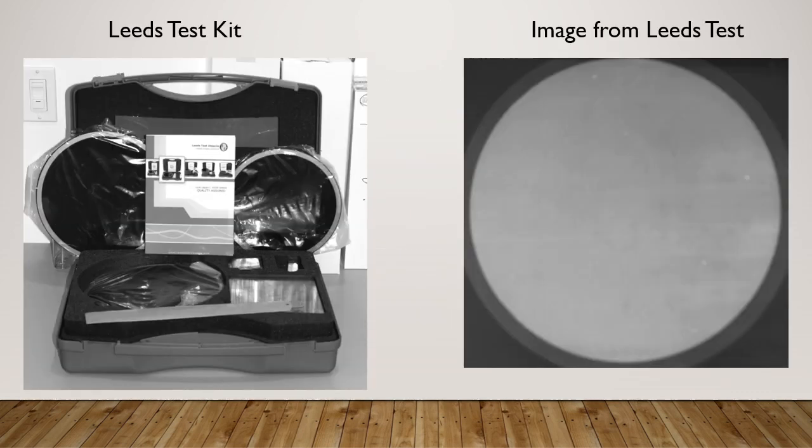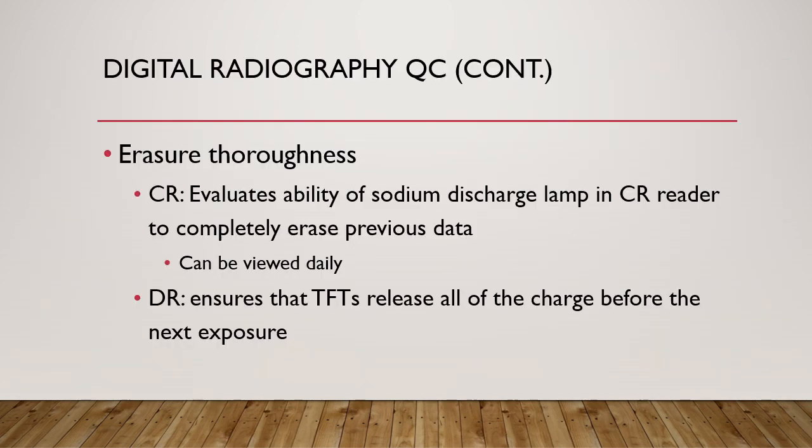On the left is the LEEDS test kit, and on the right is an image from the LEEDS test. Erasure thoroughness must be evaluated with CR and DR. In the case of the CR, it must be viewed daily just to evaluate to see if the cassettes were completely erased. And with DR, we're going to ensure that the flat panel detectors release all the charge before the next exposure.